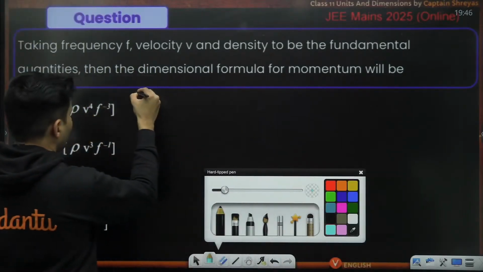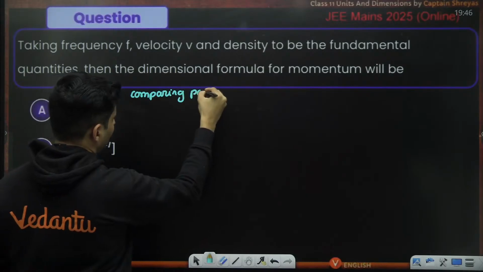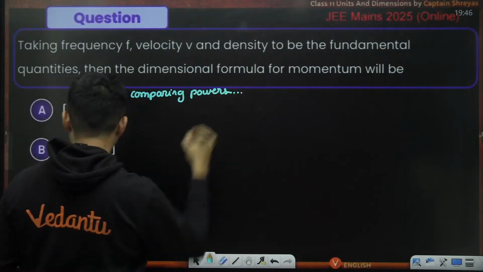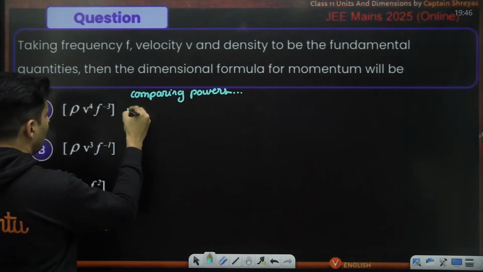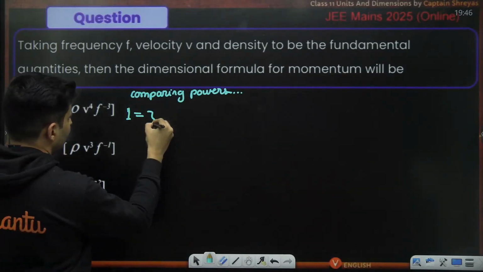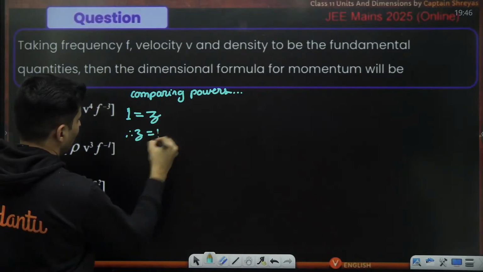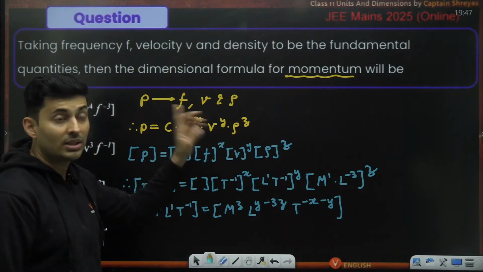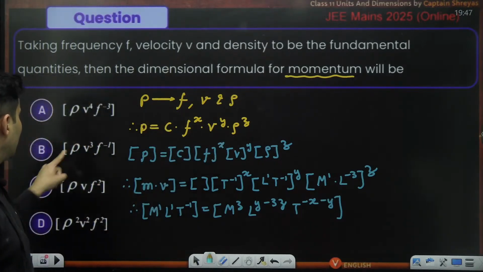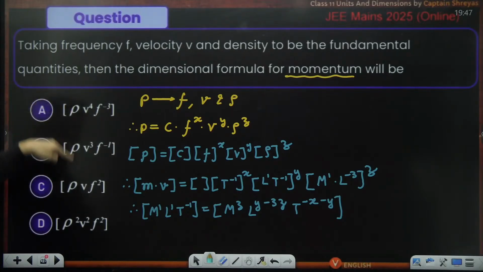So let's do the comparison. Comparing the powers, let's see what we get. First thing first, M's power is 1 here, and here it is Z. Therefore, Z is just 1. Now Z is 1. Whose power was Z? Density. So density's power should be 1. So automatically option D gets eliminated. Density raised to 1, so it is either A, B or C.